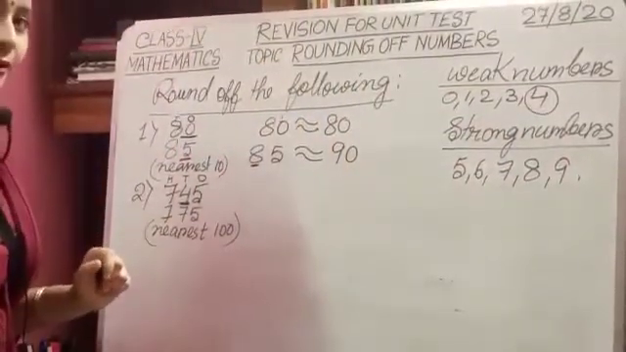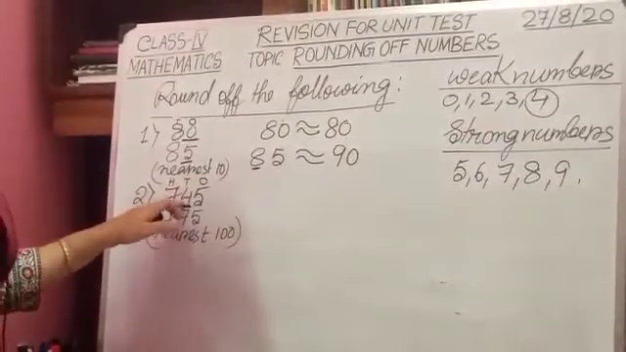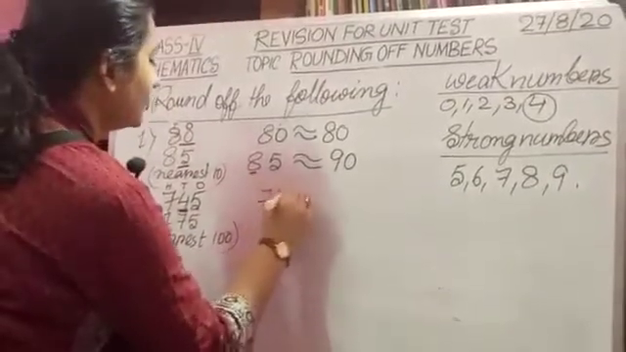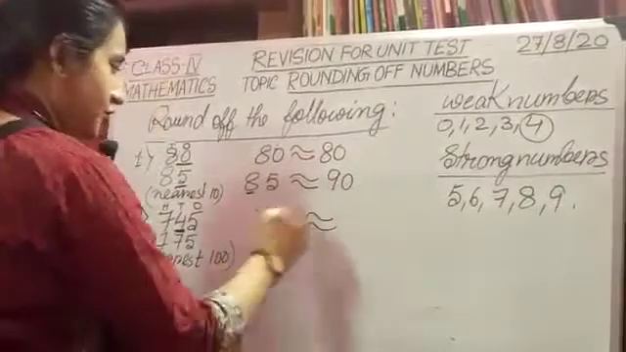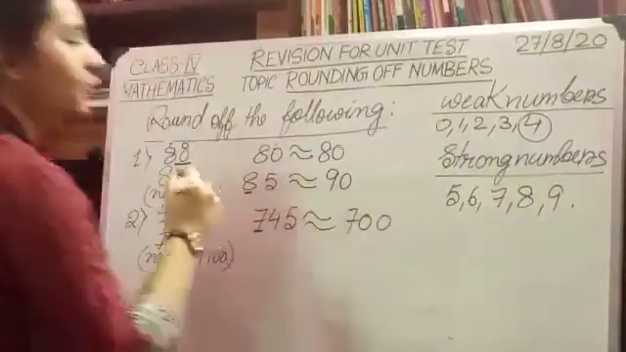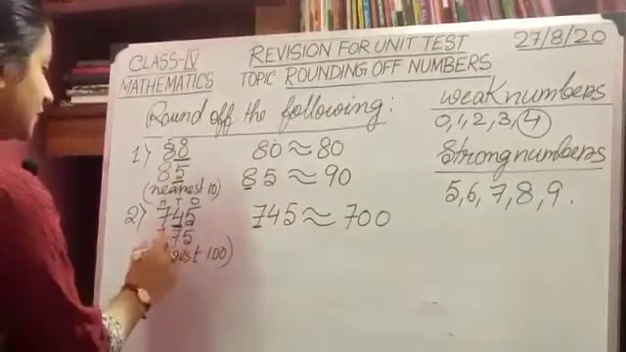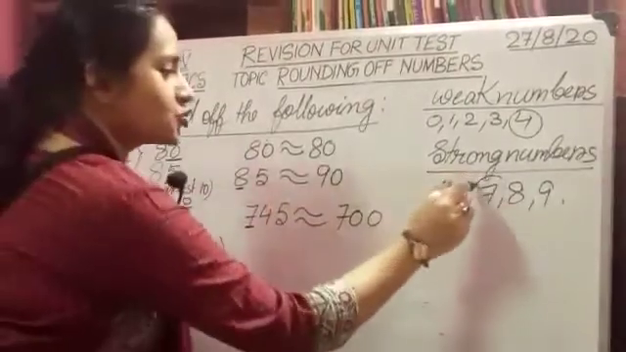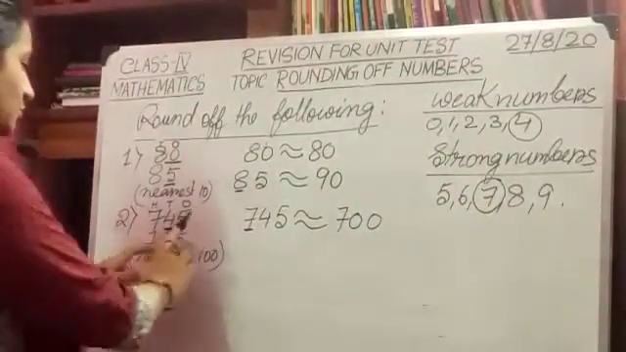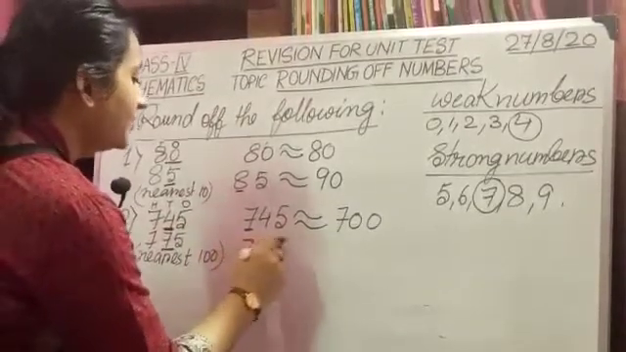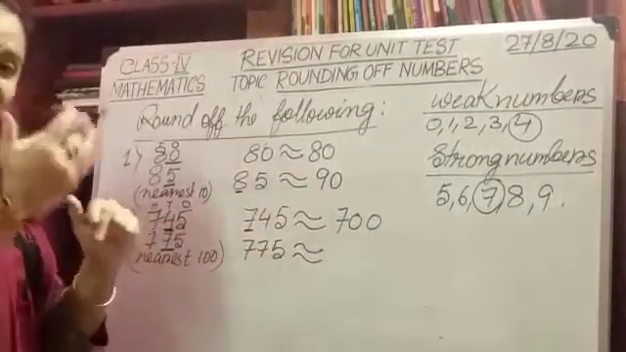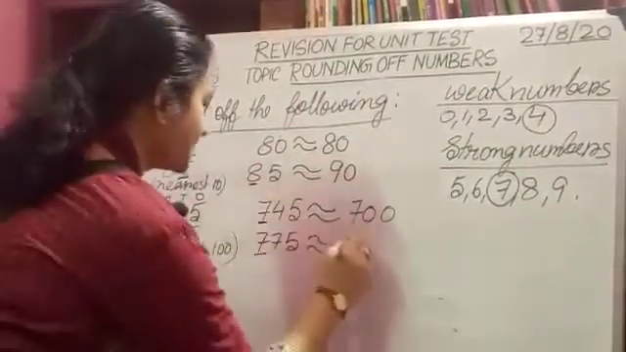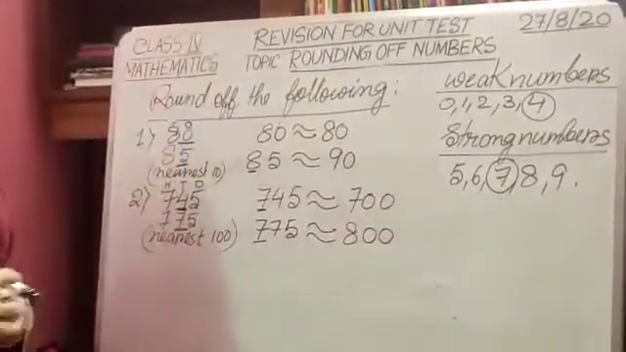So if it is a weak number, then we have to round off the number to the lesser 100. So 745 can be rounded off to 700 only. Right, children? Now the next number, 775. The number in the tens column is a strong number, right? So this number will be rounded off to the next, that is greater hundreds. That means you add 1 with this and it will be 800.